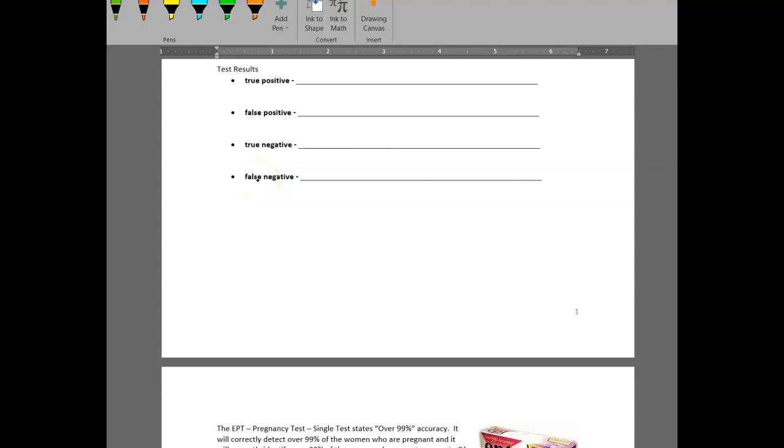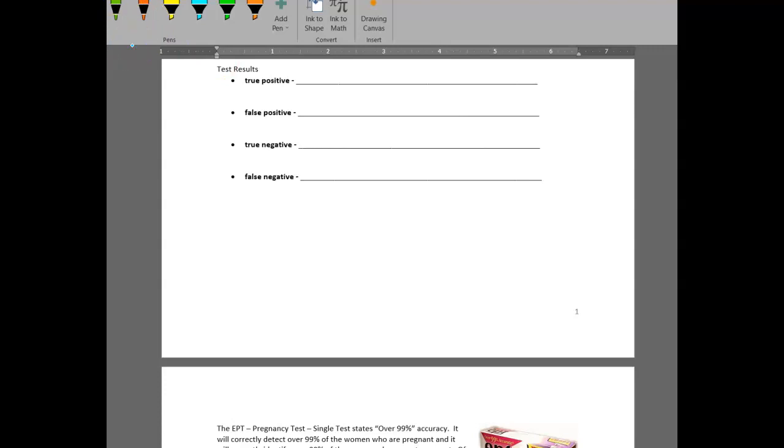Now we want to look at testing and talk about this idea of true positives, false positives, true negatives, and false negatives. In other words, when the test result comes back, it may be what's called a false positive or a false negative, versus a true positive and a true negative. So let's first define these and know what they mean.